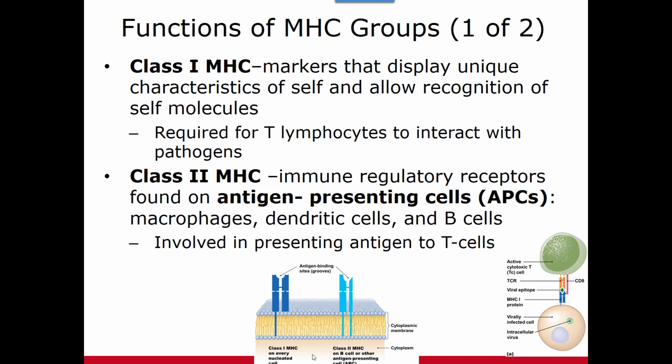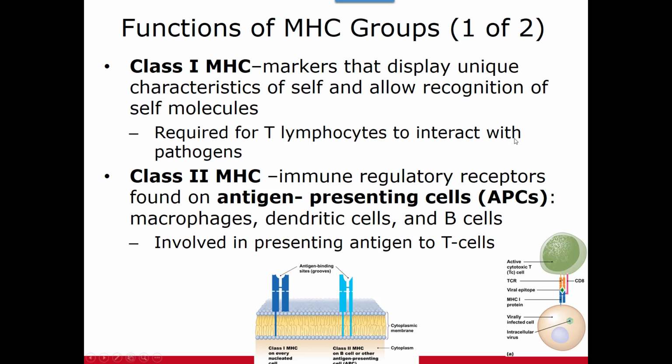Now, class 2 antigens are found on antigen presenting cells. These are cells in the body that usually ingest a foreign object and present it to our T cells to do something about it. Examples of antigen presenting cells are macrophages, whose job is to eat, it's their name, dendritic cells that have those long extensions, and even some B cells can be antigen presenting cells. They're going to present that there's a foreign object present.